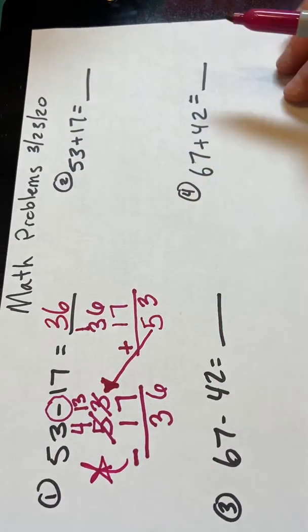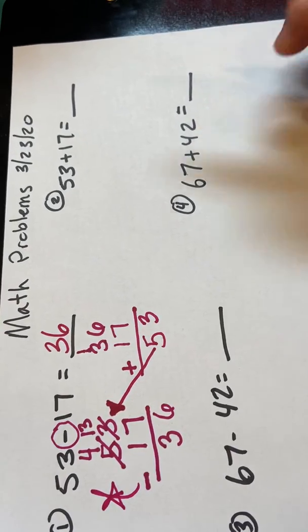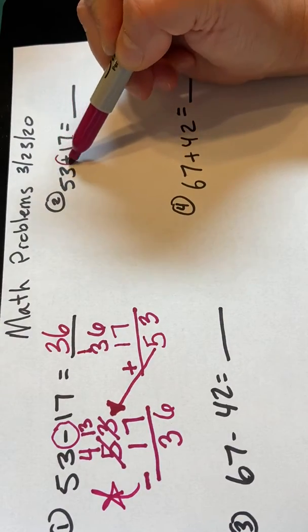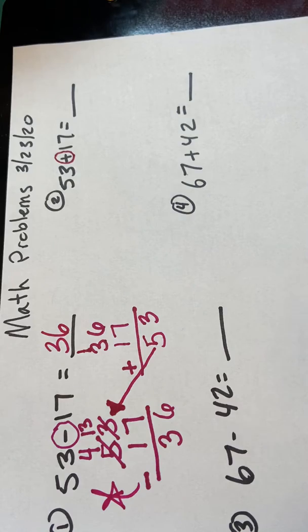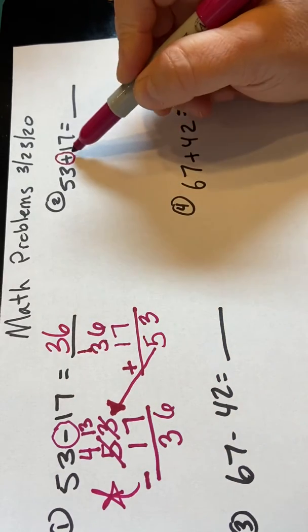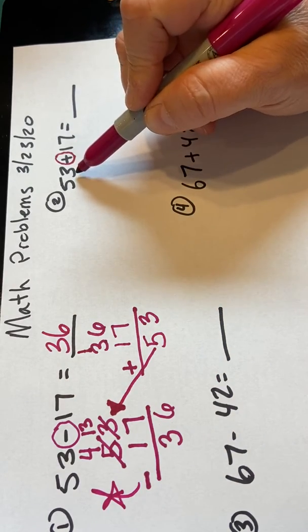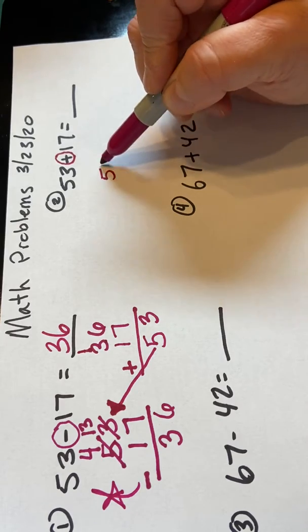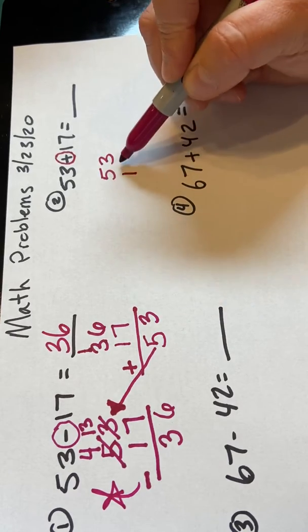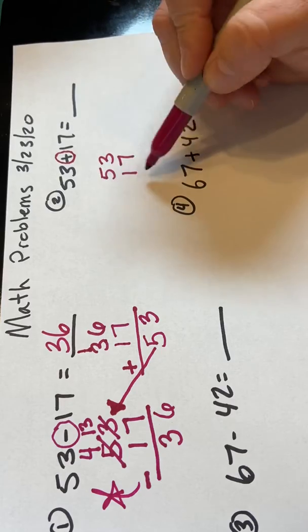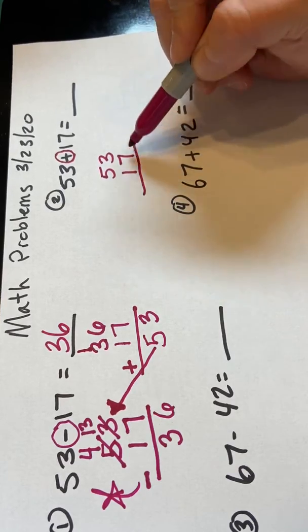All right, let's take a look at number 2. Feeling pretty good about that. Uh-oh. This time we are adding. So my answer needs to be more than 53. So let's take a look. Make sure my 1s are stacked, my 10s are stacked. It's nice and neat.